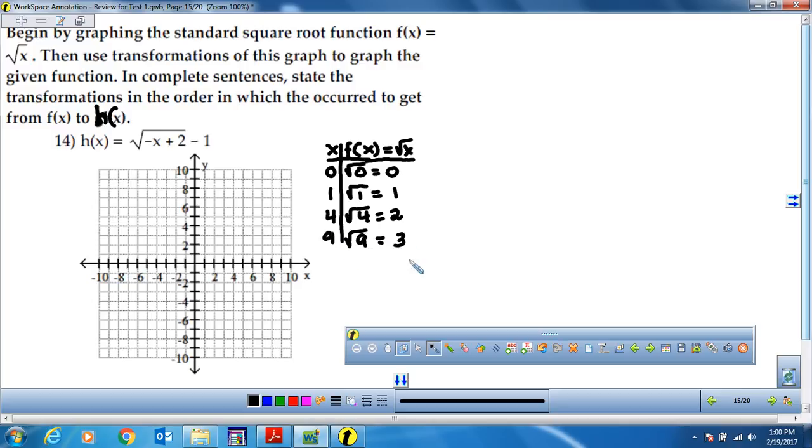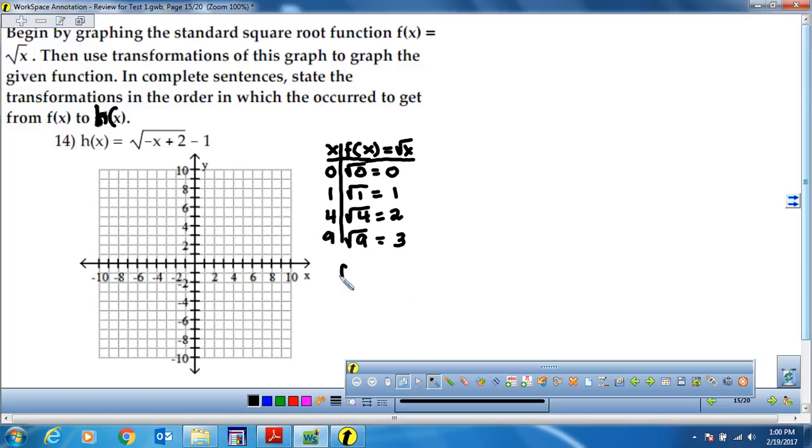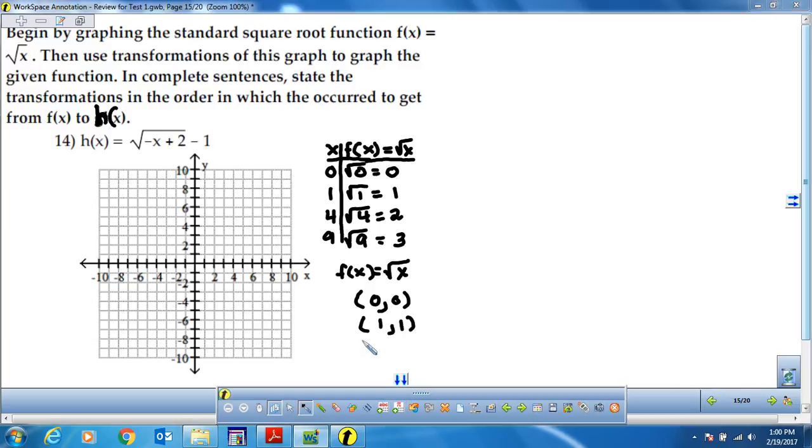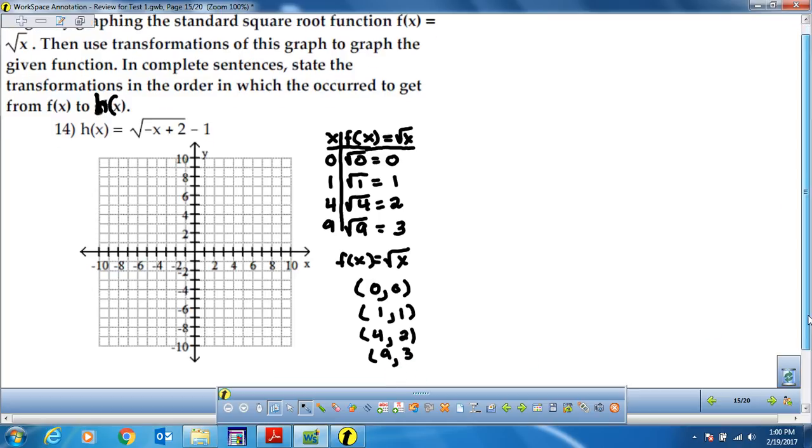So the function f of x equals square root of x consists of the points (0, 0), (1, 1), (4, 2), and (9, 3).